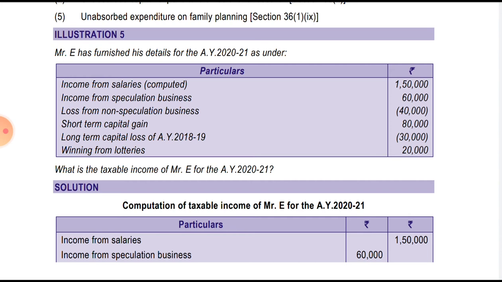Non-speculation business loss of 40,000 can only be set off against speculation income. Short-term capital gain is 80,000 rupees. Long-term capital loss of 30,000 can only be set off against long-term capital gain. Winnings from lotteries cannot be used for set off of any losses, so no loss can be set off against this 20,000 rupees.